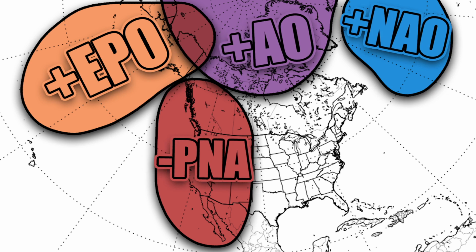If you want a cold western United States, you still want a positive EPO, but you want a negative PNA, a positive AO, and a positive NAO, and that's really the best setup if you want some cold in the western United States.